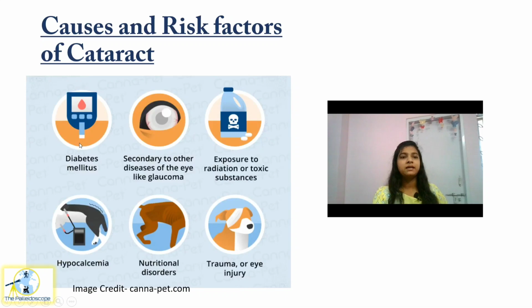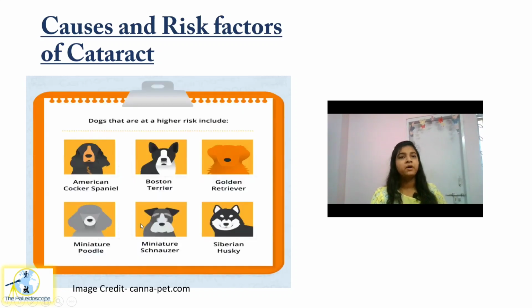So this is diabetes mellitus, then some other diseases like glaucoma, exposure to some radiation or toxic substances, trauma or injury, nutritional disorders. Nutritional disorders may cause hypocalcemia. Dogs that are at higher risk include American Cocker Spaniel, Boston Terrier, Golden Retriever, it is very common in Golden Retrievers as well, then miniature Poodle, miniature Schnauzer, and Siberian Husky.